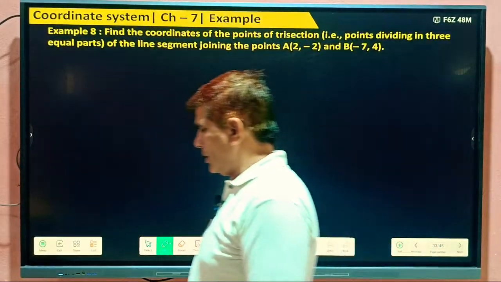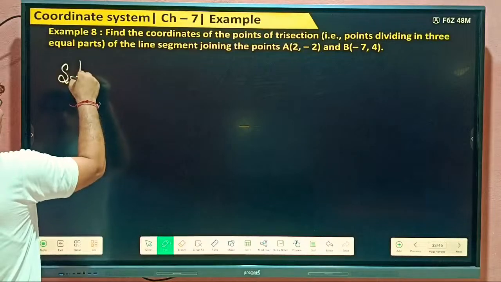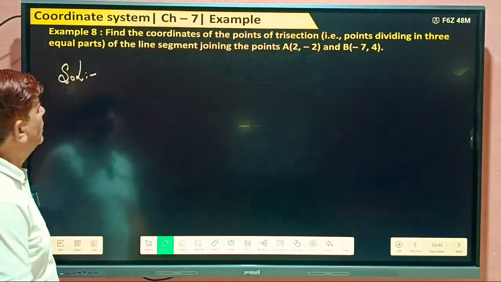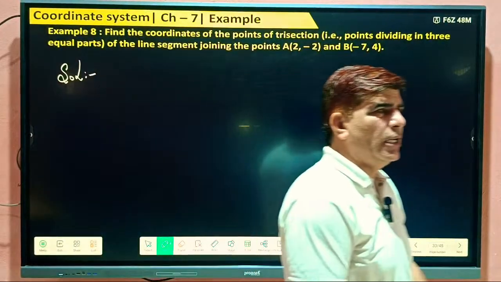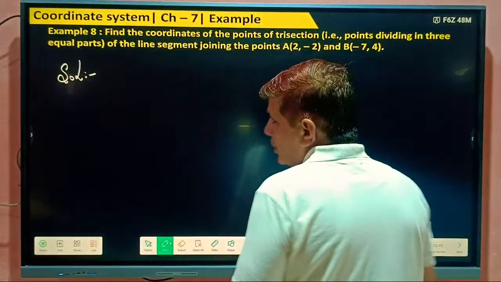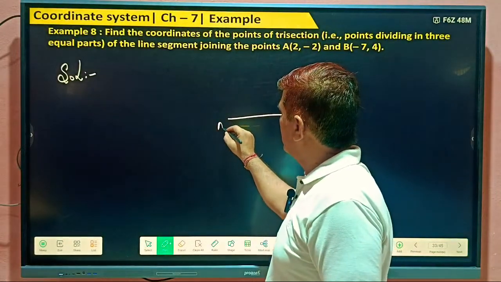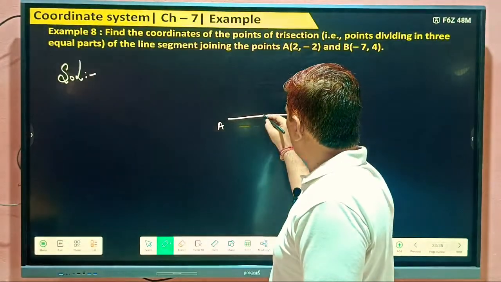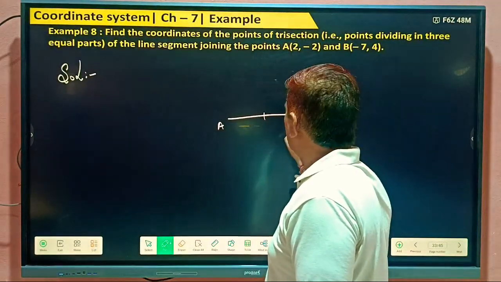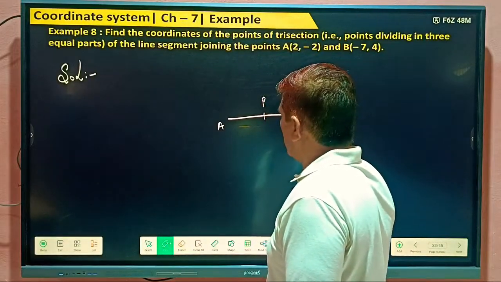Next question, example number 8. I think you are understanding very well. That's why I'm doing it fast. Find the coordinates of the points of trisection. Trisection means that the line segment is divided into 3 equal parts. A point is this, B point is this. Make it 3 equal parts. One is this. So this is P, this is Q, and this is B, already given.